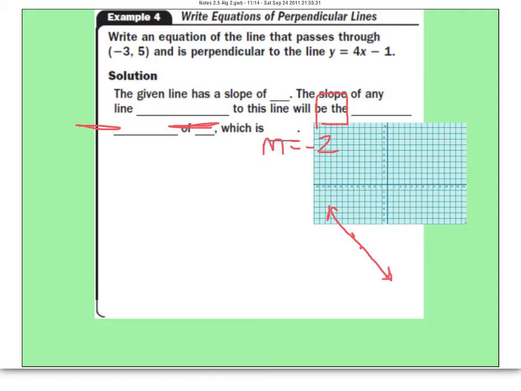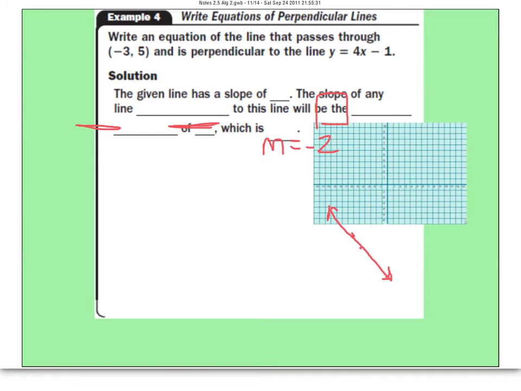Now let's look at perpendicular. They want an equation of a line that passes through -3, 5. I'm going to sketch that point, -3, 5. And it's perpendicular to the line y equals 4x minus 1. What I know if it's perpendicular is the slope of this new line is going to be the reciprocal, so not 4 over 1, but 1/4, and the opposite, so I have to make it negative. Again, I actually kind of know the slope of this new line without them really telling me.